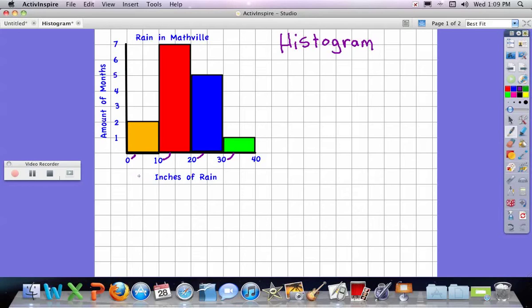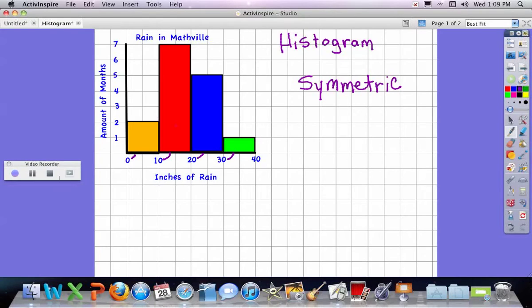And then you also have symmetric, where most of your data is in the middle, and it's evenly spaced out on both sides. So when I look at this histogram, I would say that it is symmetric because when I look at the middle, most of my data is in the middle. Symmetric just means that most months get a medium amount of rain. A few months get a large amount of rain, and a few months get a small amount of rain.